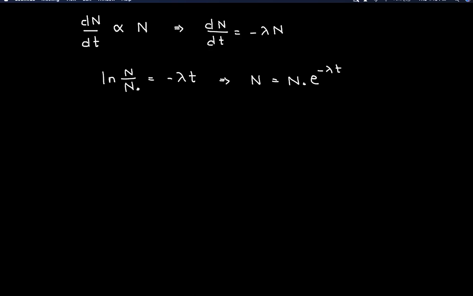Okay. We also derived the half-life of the nucleus. What is a half-life? The amount of time taken by the number of nuclei to become half is ln 2 by lambda. Put N equal to N naught by 2, and you'll get this. And we have found out that the average life is 1 by lambda. Okay, all of this we have done.